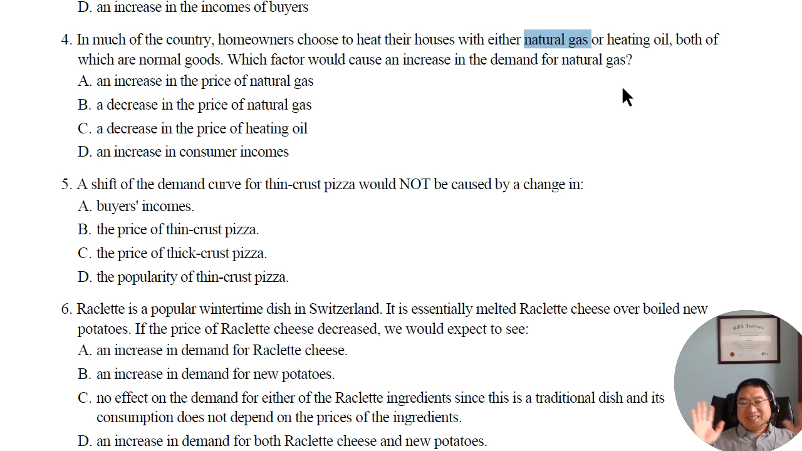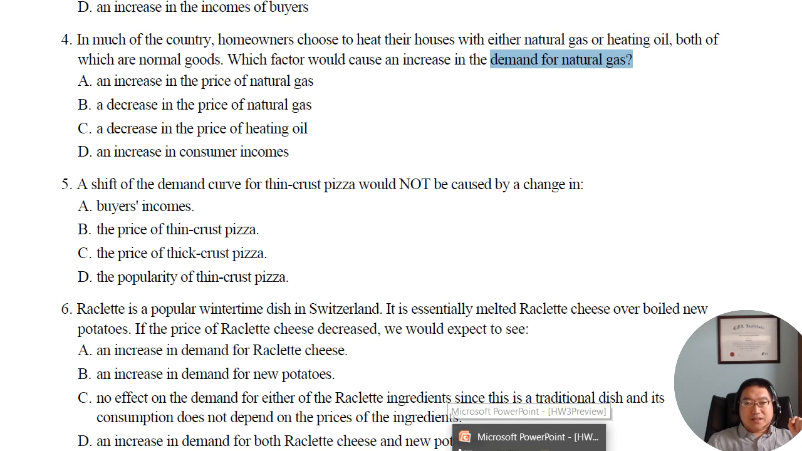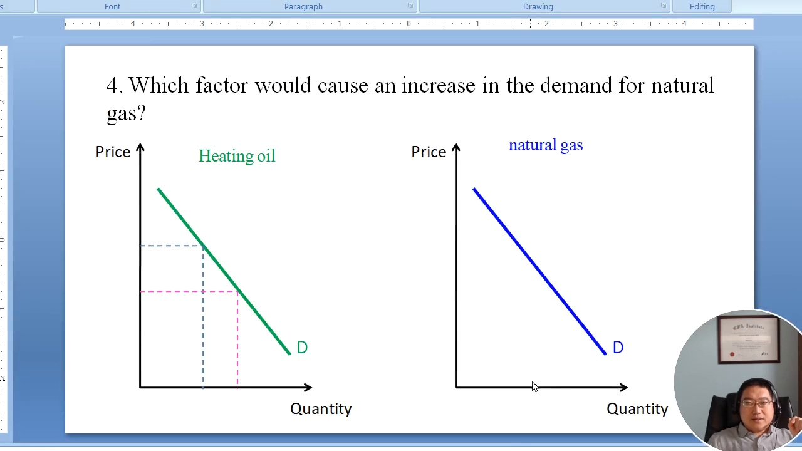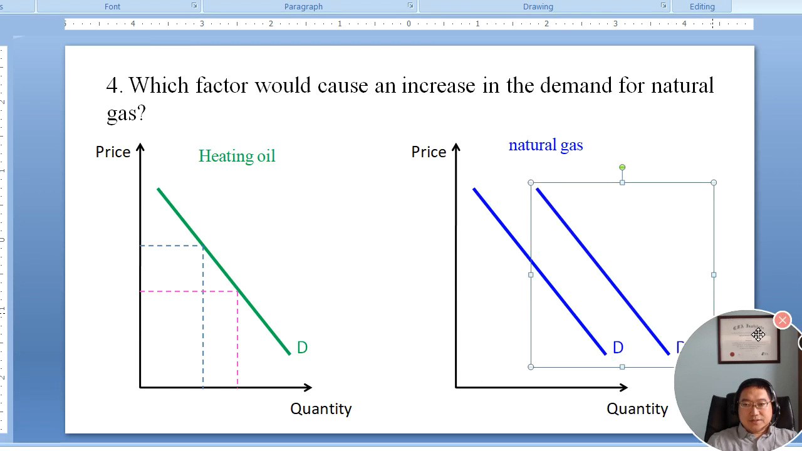All right, this is just a question to think about substitutes. So let's focus on what the question really means. I know the reality, but let's just think about this question. What factor would cause an increase in the demand? This is the demand for natural gas. So let's think about that. We need a demand increase, so we have a new curve moved to the right. That's a demand increase.